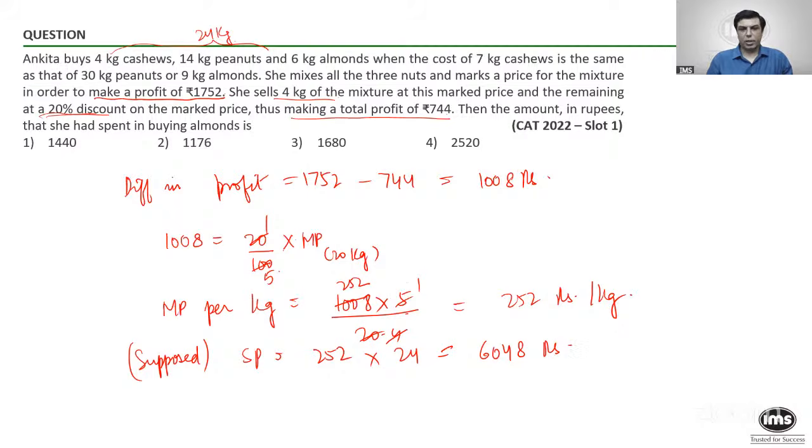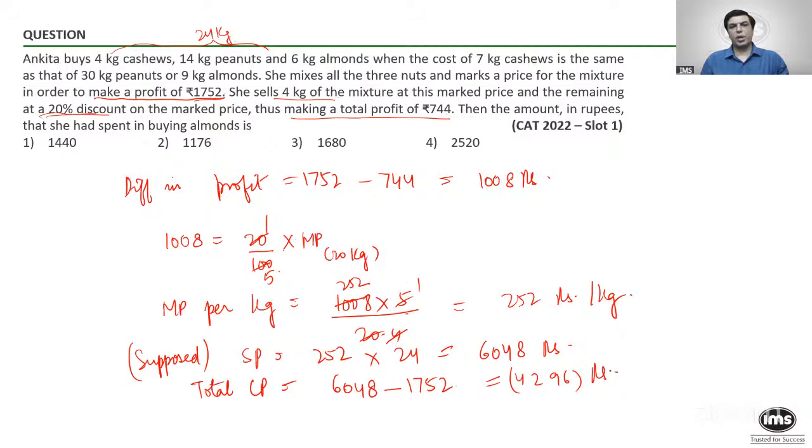And in this, there was a profit of 1,752 rupees. When she was selling at this price, she was making a profit of 1,752. So how much is the actual cost price or the total cost price? That is nothing but the sales that she would have done minus the profit that she would have made. So this is coming to 4,296. So 4,296 rupees is the total cost price.